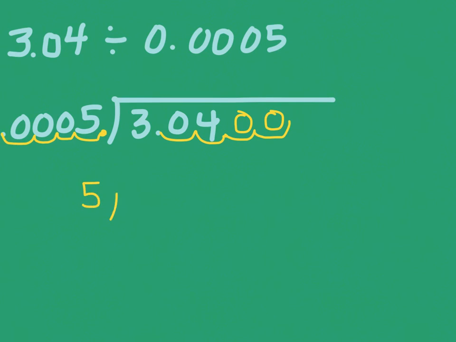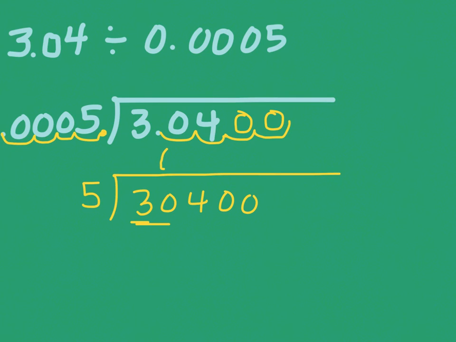Now my division is really 5 goes into 30,400. All right, now I can just divide. Let's see. 5 does not go into 3. 5 goes into 30 6 times. I'm going to write that 6 right above where that number that I divided into was. 6 times 5 is 30. Subtract, I get 0. I bring down the 4. Now I'm going to say 5 goes into 4 how many times? Well, it doesn't. I don't bring down the 0 now. I say it goes in 0 times. I need to have that placeholder 0 up above.